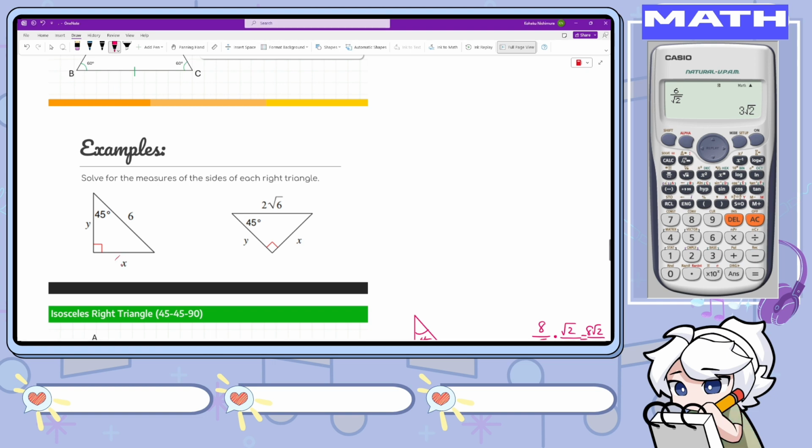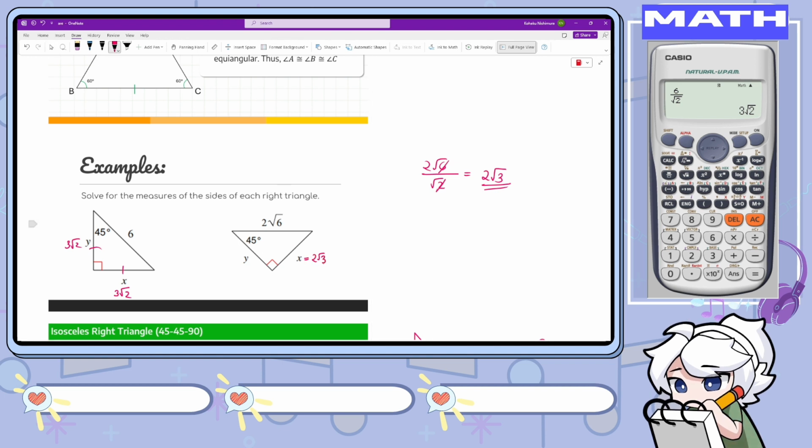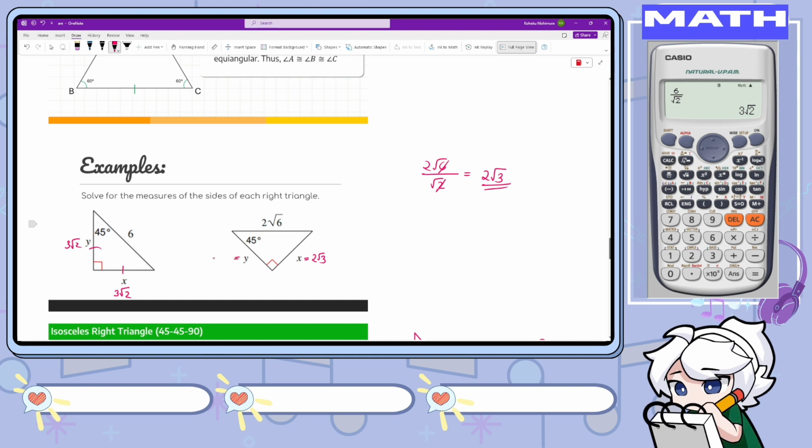Thus, both x and y in this particular example are 3 square root of 2, because both of them have the same measure. And for this side, if you want to divide 2 square root of 6 by square root of 2, you can just simply divide the insides of the radical, thus having 2 square root of 3. There you go. Thus having the solutions 2 square root of 3 for both x and y.